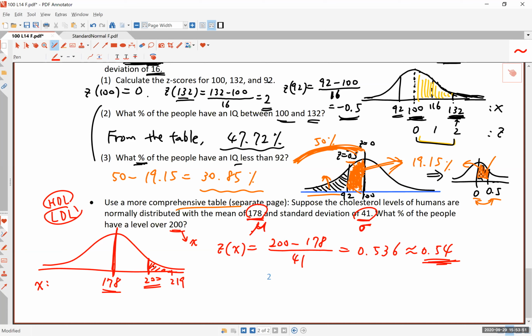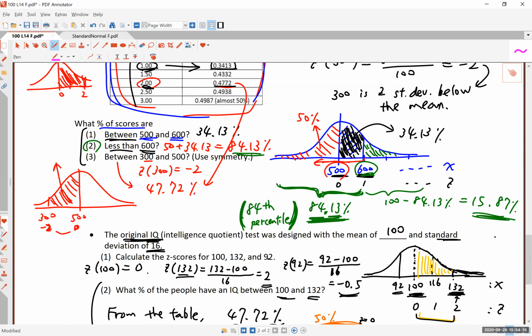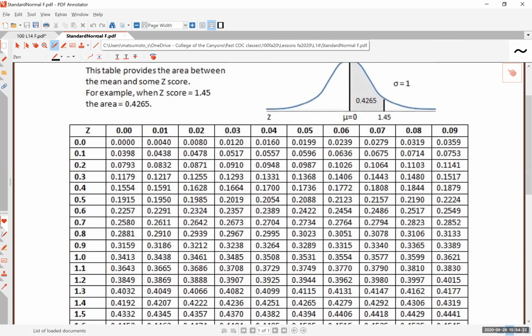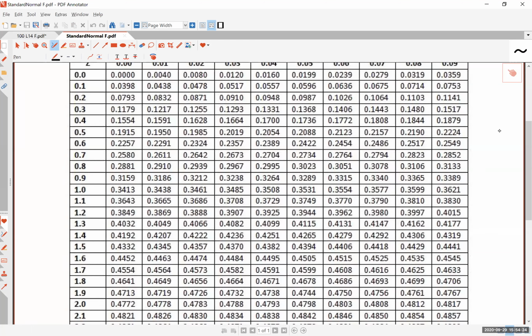Now, to find this value here, we don't know what percentage is here by the table, but we can find this part. Because the Z-score here is 0. And what did I say the Z-score for 200 was? 0.54. So I need to know the area or the percentage between 0 and 0.54. Notice I can't use it here, and that's when you go to the better standard deviation chart I gave you, 0.54.